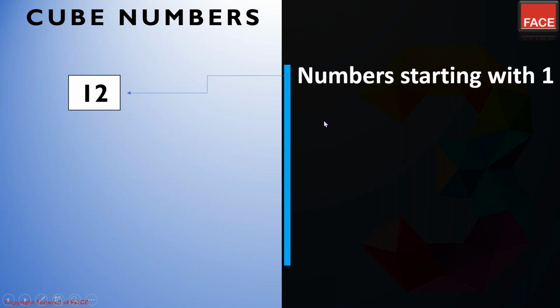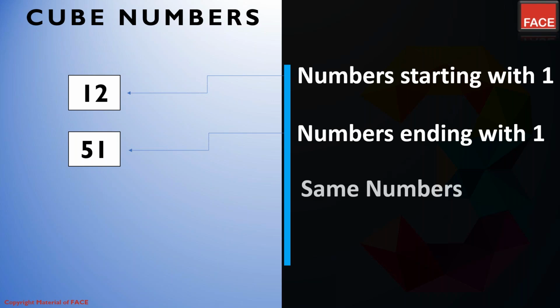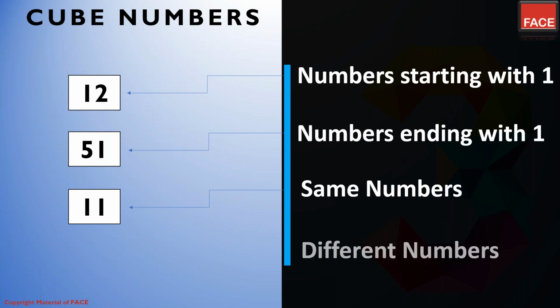Okay, fine. So starting with one and number ending with one. This is the first condition. Second property: this is 51 they have given, we can take any number. Then same numbers: the digits should be the same, like 11, 22, 77, 88. Next, different numbers: 56, 74, 85, 92, like different numbers.